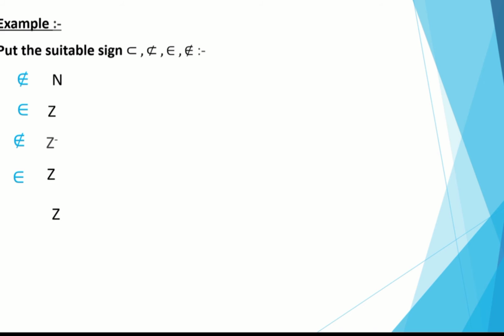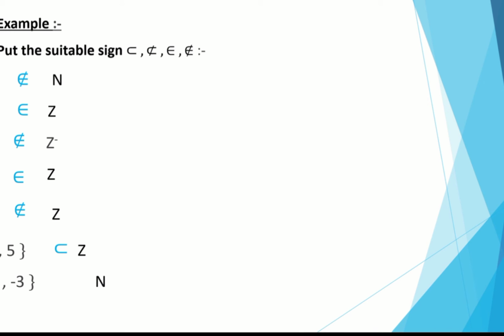2/3 is an element, so I will use belong or not belong. For the set of Z, it does not belong. For sets 2 and 5, now we have a set, so I will use subset or not subset. It's a subset of Z.